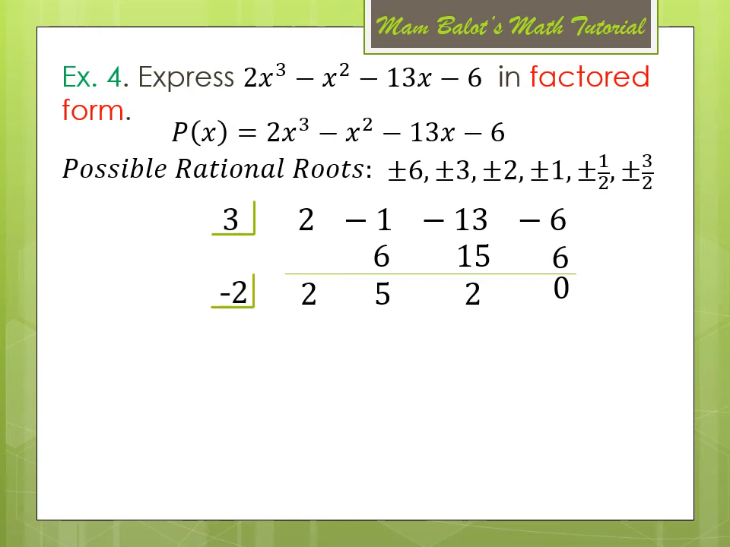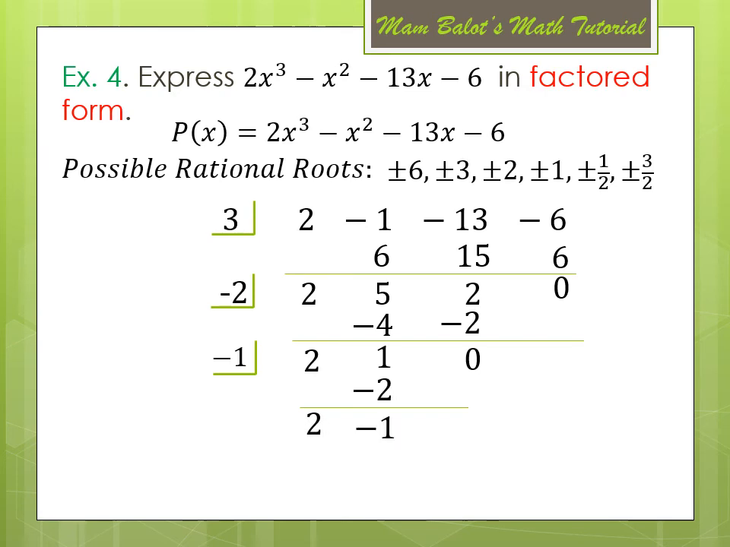We have negative 2. We bring down 2 times negative 2, we have negative 4, plus 5 is 1, times negative 2, we have negative 2, plus 2, we got 0. So negative 2 is also a root of this polynomial. Last one, we have negative 1. We bring down 2 times negative 1 is negative 2, plus 1 is negative 1, which means negative 1 is not a root of this polynomial.